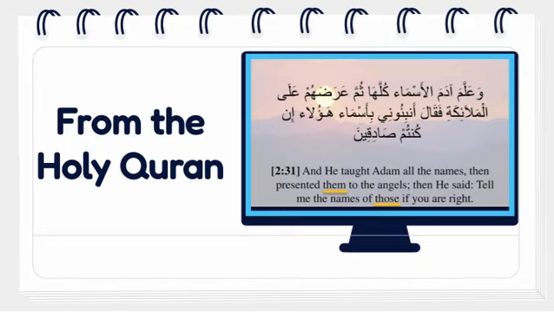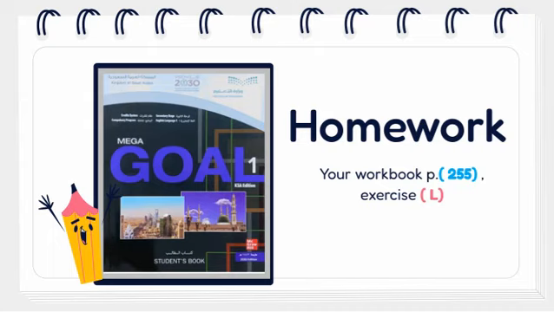All right, now let's take a look at your workbook on page 255, specifically Exercise L. This is a great opportunity to apply what we've discussed today. When working through this exercise, focus on the key points we've covered, but also try to connect them to the bigger picture. Remember, the goal is not just to complete the task, but to deepen your understanding of how these concepts fit together. Take your time, think critically, and don't hesitate to revisit the main ideas if you need a refresher.